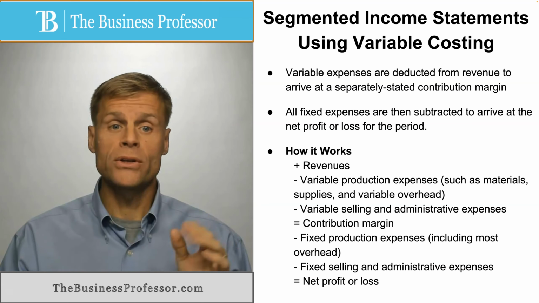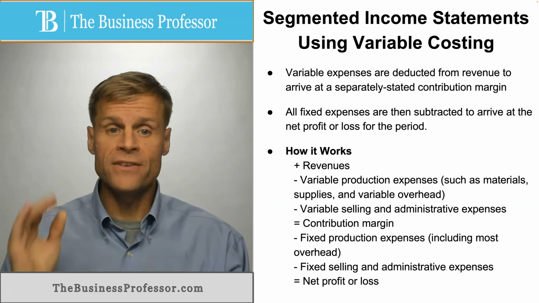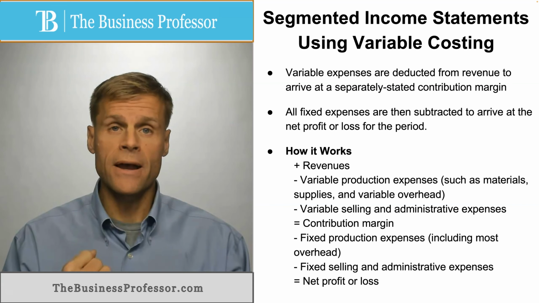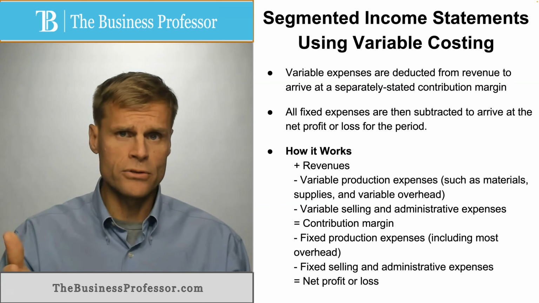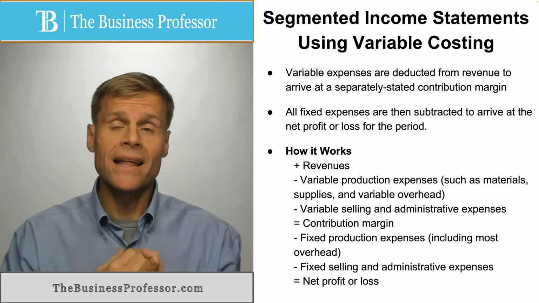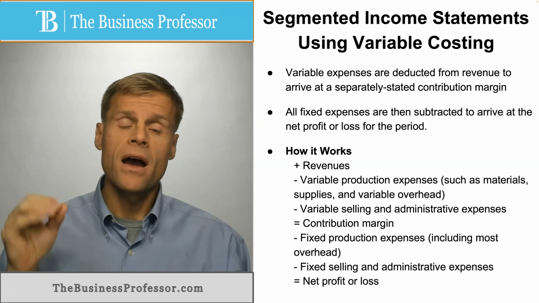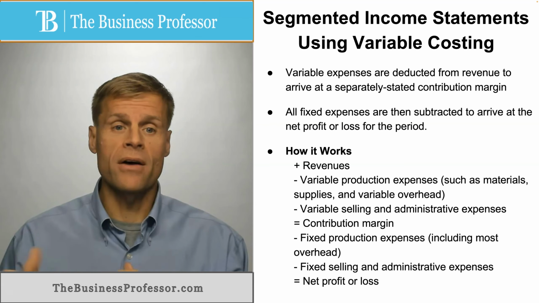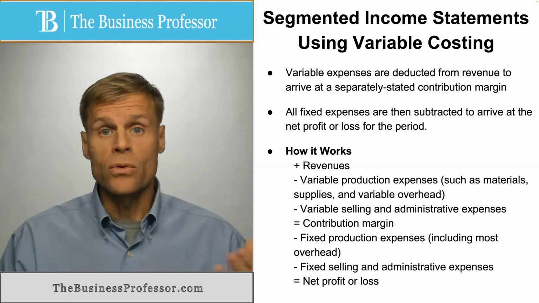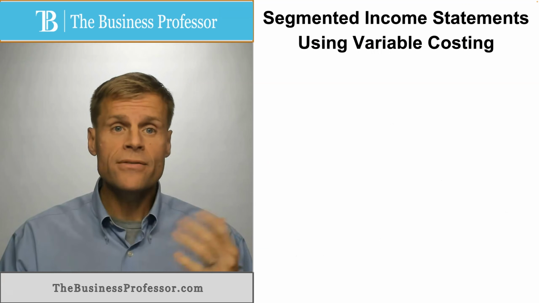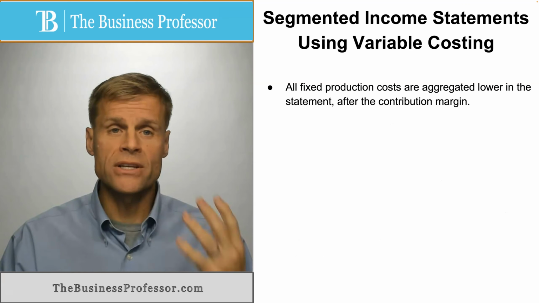After that, we're going to have to subtract out our fixed production expenses, and that includes most overhead in the calculation, and then subtract out our fixed selling and administrative expenses to get down to our net profit and loss. So with that being said, what's the difference between this and your traditional income statement?